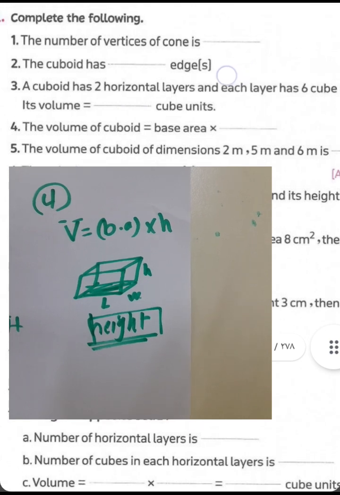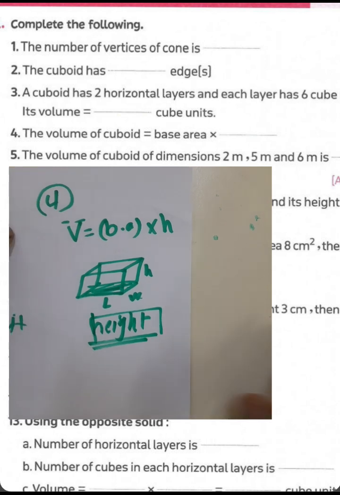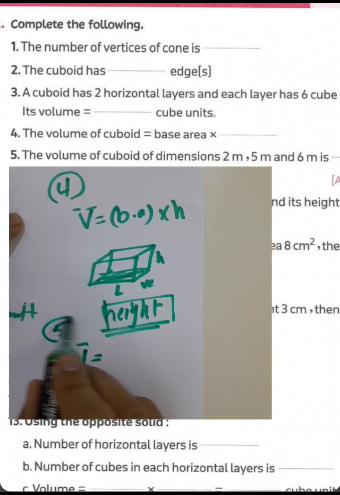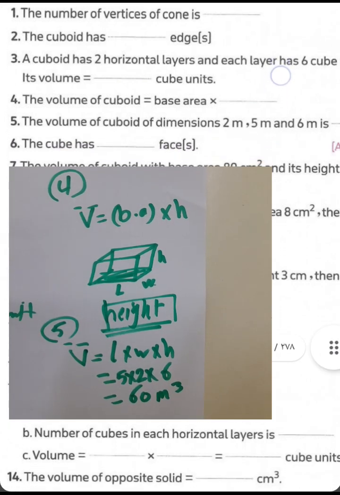Question number 5. The volume of a cuboid of dimensions 2, 5, and 6 equals 2 times 5 times 6. The volume equals length times width times height. 2 times 5 times 6. 2 times 5 equals 10, times 6 equals 60. Then the result will be 60 cubic meters.